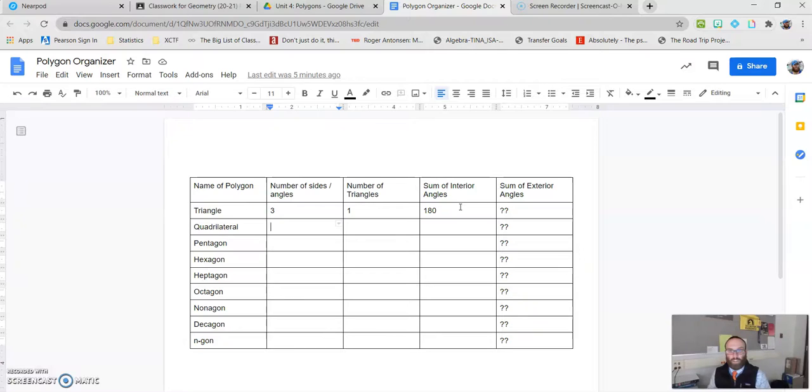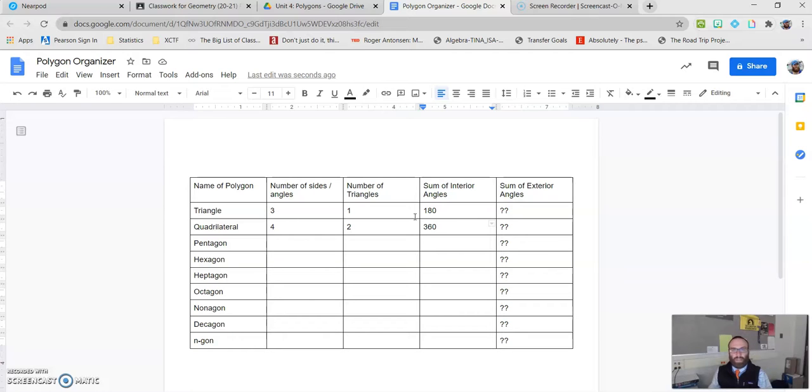So you're going to come over to your graphic organizer. It has 4 sides and 4 angles. It's made up of 2 triangles, and it's 360 total degrees. Again, we'll talk about the exterior angles later, but the sum of interior angles is always 360, whether it's a rectangle or a rhombus or a kite or a trapezoid or just some quadrilateral that doesn't fit a pattern. They all fit that 360 degrees.